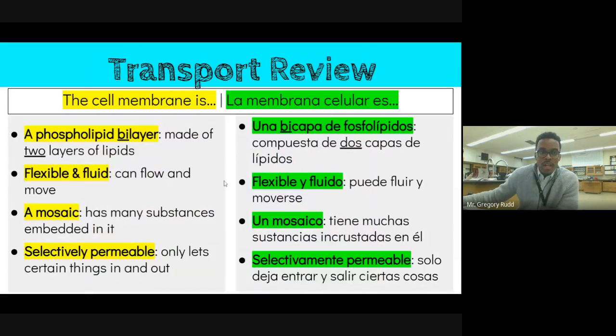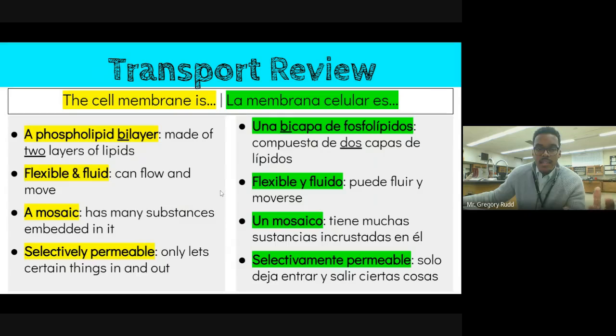All right, so some quick transport review. We remember talking about transport, hopefully, this was back in Unit 4. We talked about the fact that the cell membrane has some unique qualities that make it well adapted to transport things both into the cell and out of the cell. We learned that the cell membrane is made up of a phospholipid bilayer, which means it's made up of 2 layers of lipids. It's both flexible and fluid, so it can flow and move and change shapes as needed.